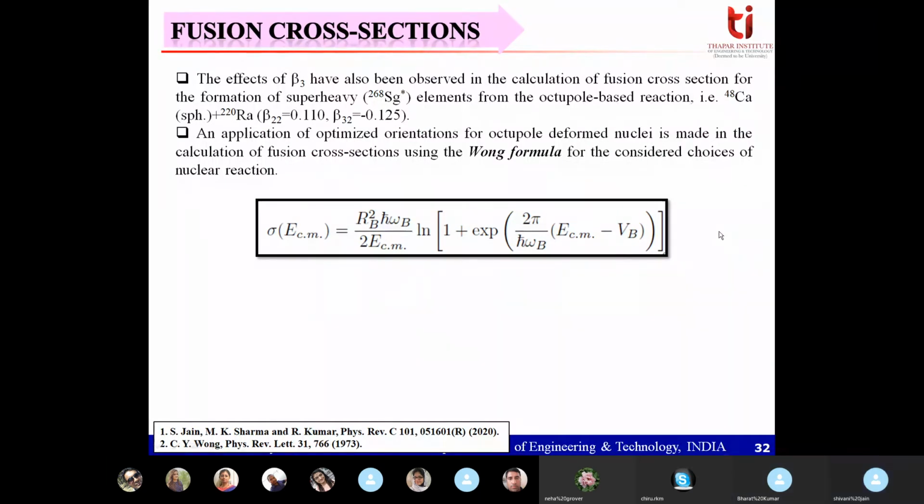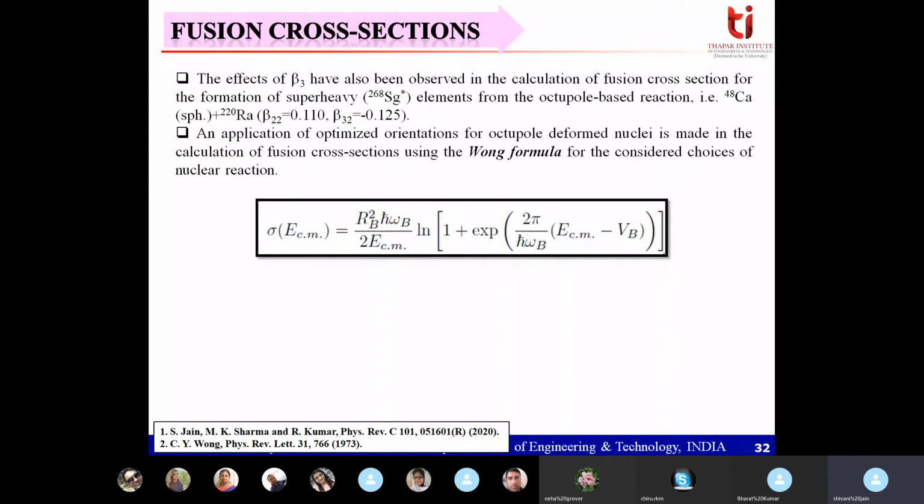Okay, sure. And what value are you choosing for this frequency? This omega b is the frequency, right? H cut omega b, yeah. It's in the range of about 4 MeV, 3 MeV. No, I am asking about this omega b. H cut omega b. We are calculating H cut omega b. That is the barrier curvature. Okay. Omega b, yes, but H cut omega b.